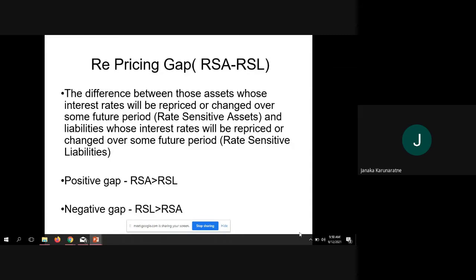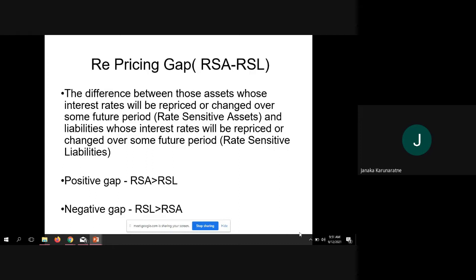So the important words are assets which are repriced within, or during, the given future time period. These are called rate sensitive assets. Similarly, we identify liabilities which are going to reprice over the identified future period, let's say 3 months. Then the difference between RSA and RSL is called the repricing gap, right?